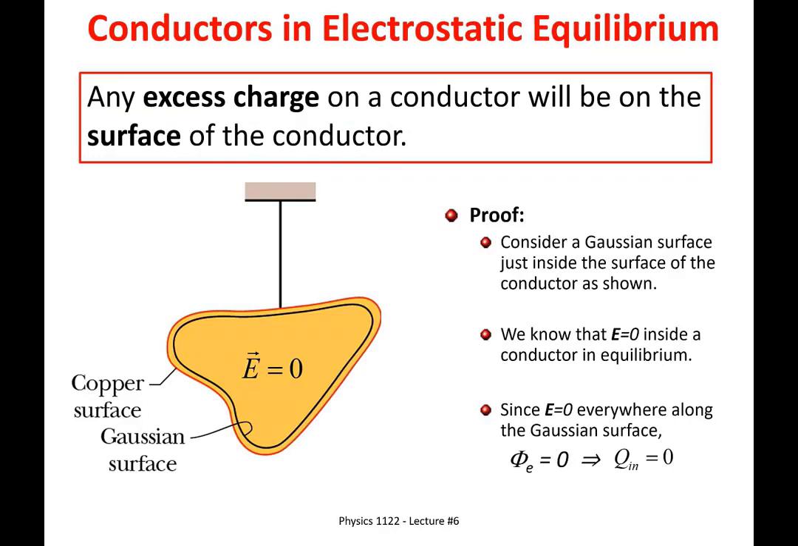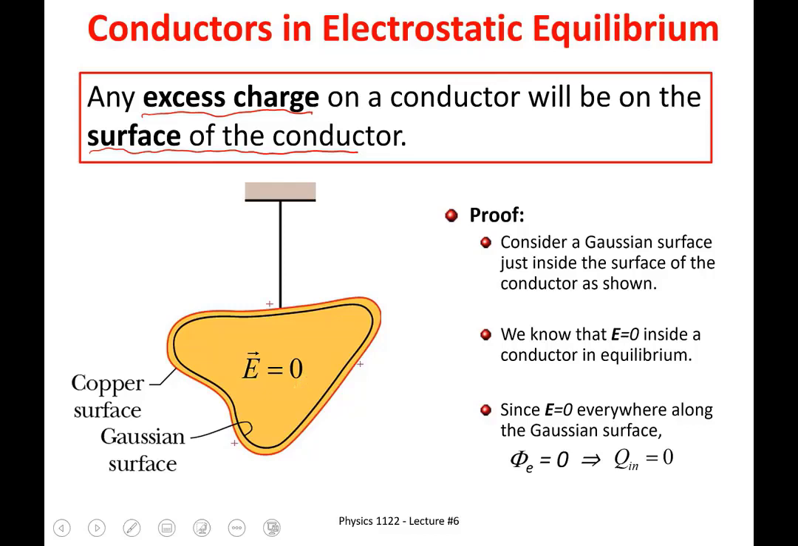The second important point that's addressed in this chapter is that any excess charge on the conductor will be on the surface of the conductor. And an example is shown here with this illustration where we have an arbitrarily shaped copper conductor and we place excess charge on the conductor. So I've got a little animation to show the placement of that charge.